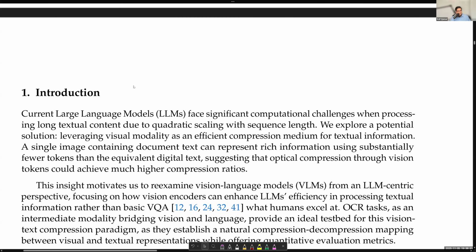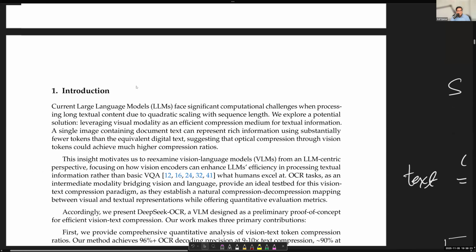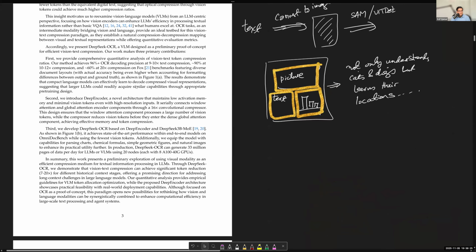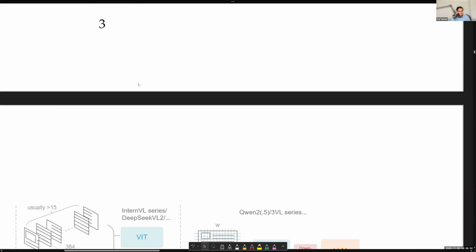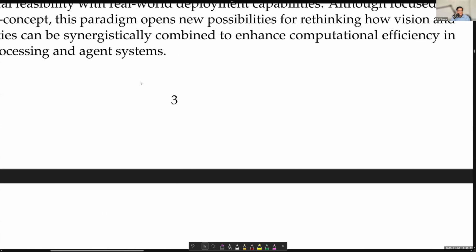Now, how do they do that? That's the whole question. And I would like to quickly go through the architecture that they use. So this is how they do it. And it's quite lovely, actually, what they are doing.